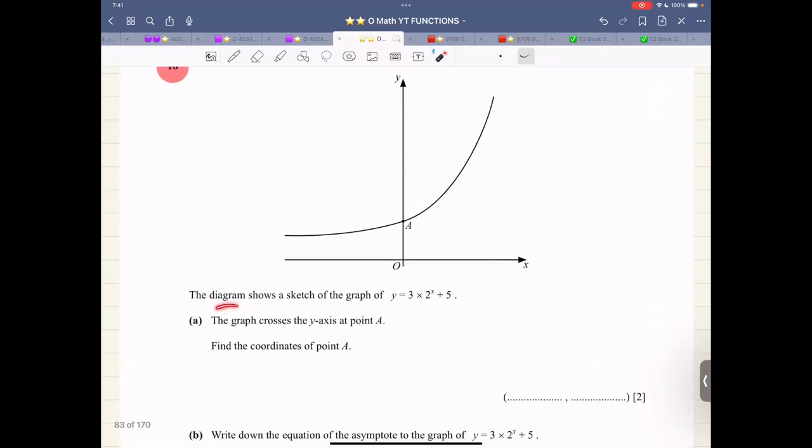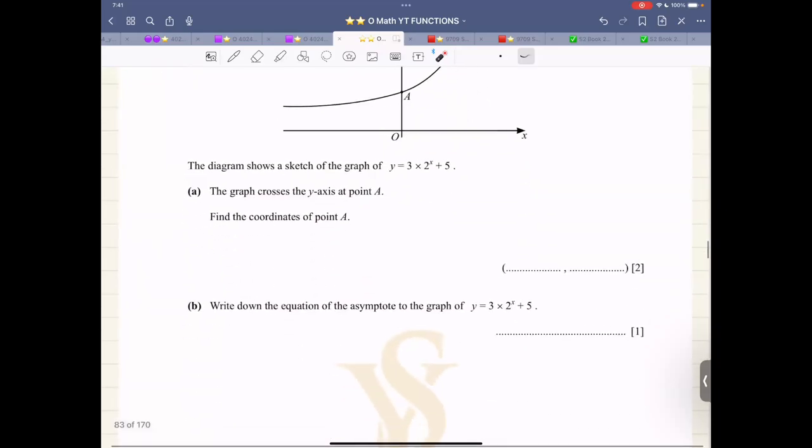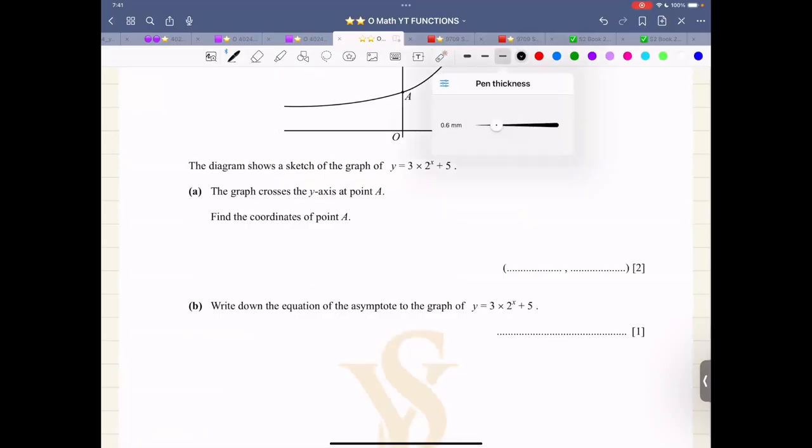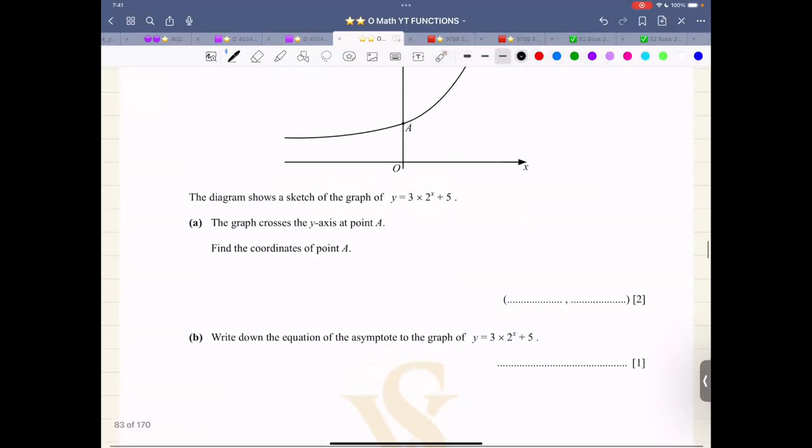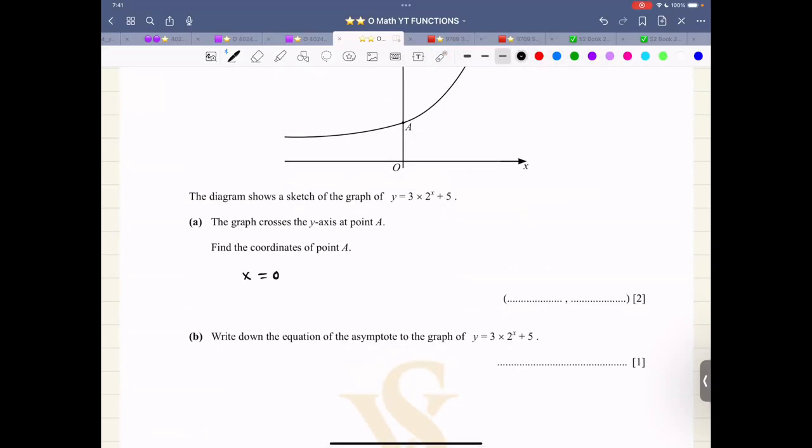Now it says the diagram shows a sketch of a graph. This is the graph. The graph crosses the y-axis at point A. Find the coordinates of point A. So the first basic thing is that, let me plug in x is 0, y is equal to 3 into 2 raised to the power of 0 plus 5. I think I would better write this as y equals 3, 2 power x, plus 5. That looks better to me.